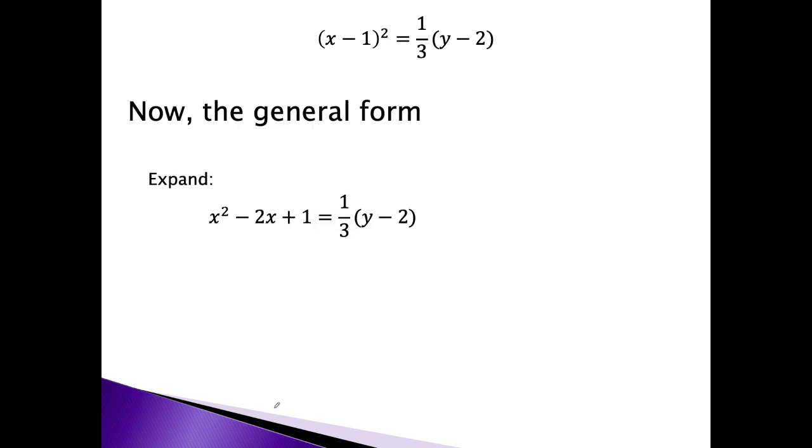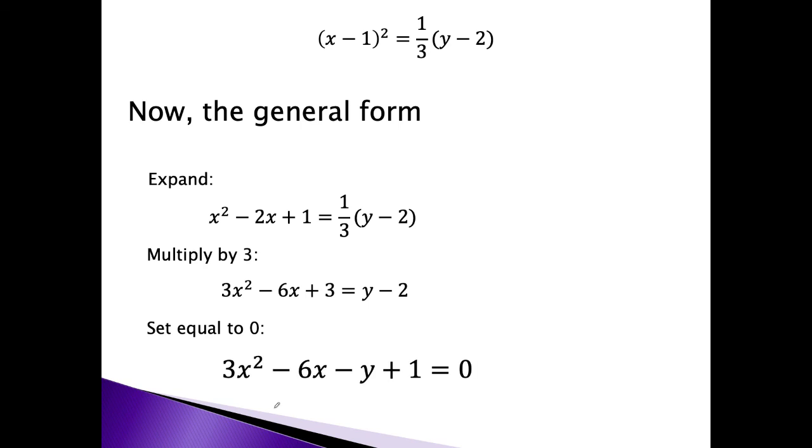Now for the general form, we're going to expand so that we have x squared minus 2x plus 1 equals 1/3 times y minus 2. Multiply through by 3, so we have 3x squared minus 6x plus 3 equals y minus 2. Set it equal to 0, and we have 3x squared minus 6x minus y plus 5 equals 0. Please let me know if you have any questions.